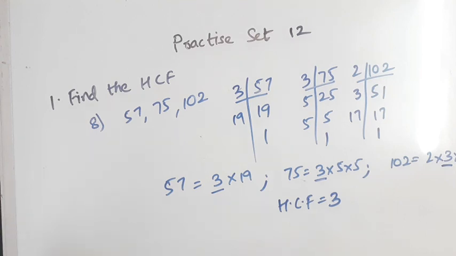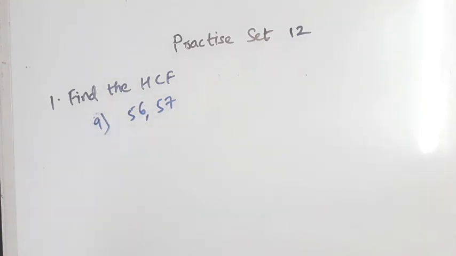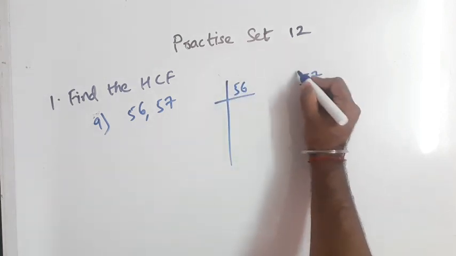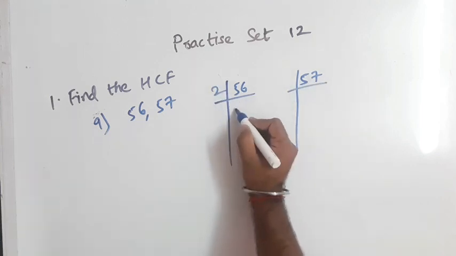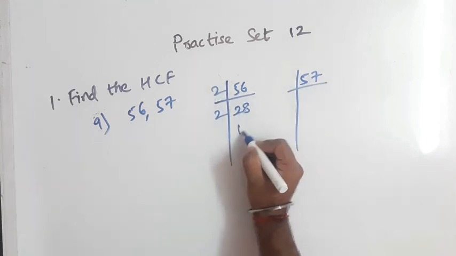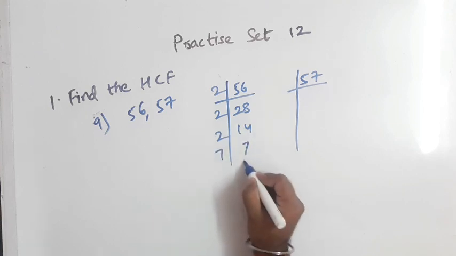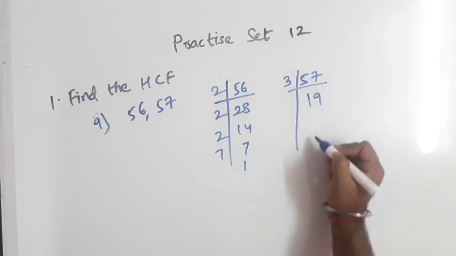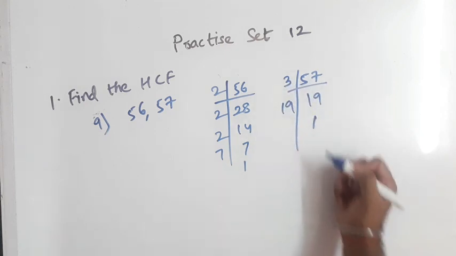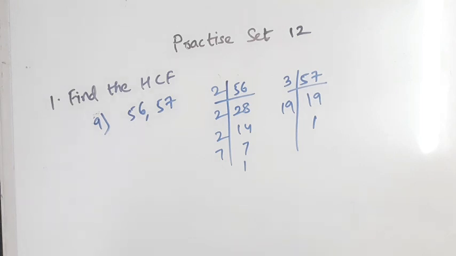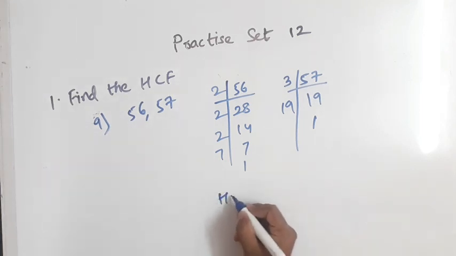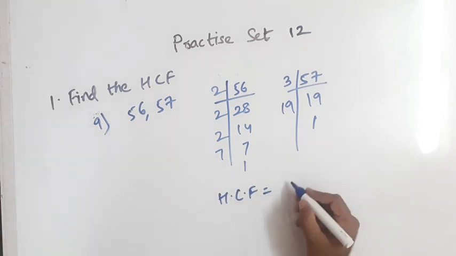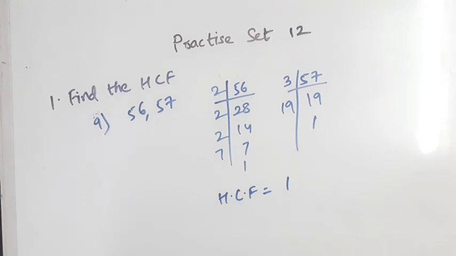Then ninth one says we have to find the factors of 56 and 57. Now 56 is divisible by 2, 2 28s, 2 14s, 2 7s and 7 1s are. 57 is a multiple of 3, 3 19s are and 19 1s are. Okay. Now you can see there is nothing common here, so no need to write horizontally. I'll straight away write the HCF is 1.